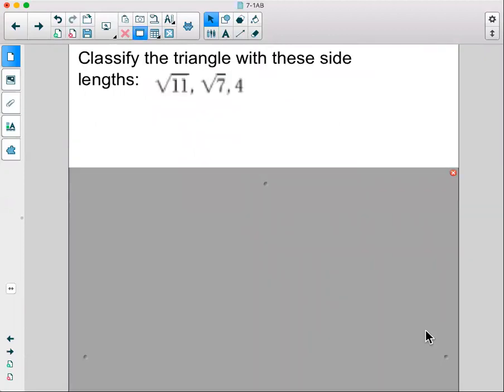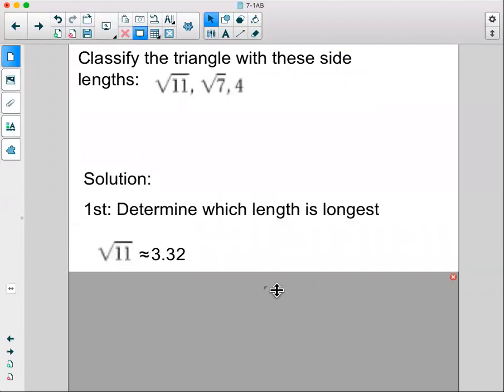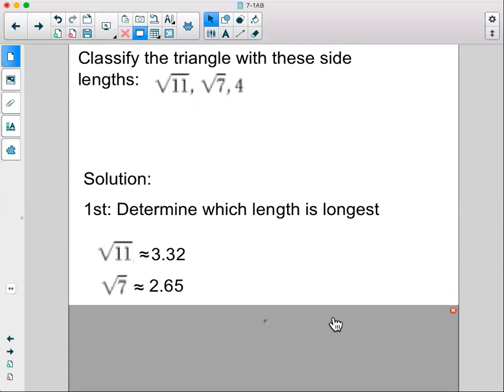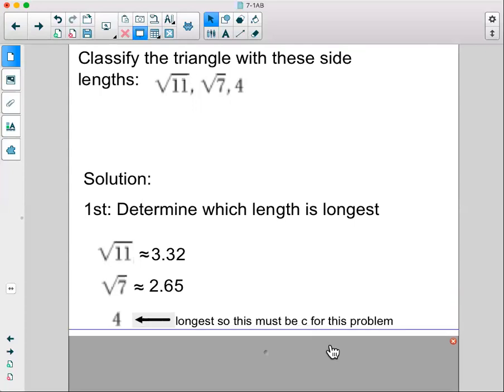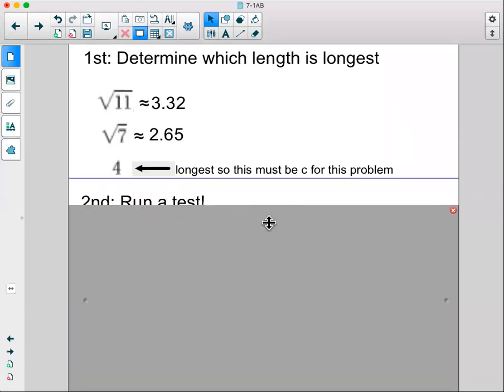Now, it can be harder sometimes if you can't tell who's the longest side. In this case, when you first look at it, it's an optical illusion. You see the 11, you think maybe that's the longest side, but be careful. Use your calculator, because if you put in root 11, you'll see it's just a little bigger than 3. Put in root 7, you see it's just a number a little bigger than 2. And so 4 is actually the longest side in this problem. That's a really important first step.